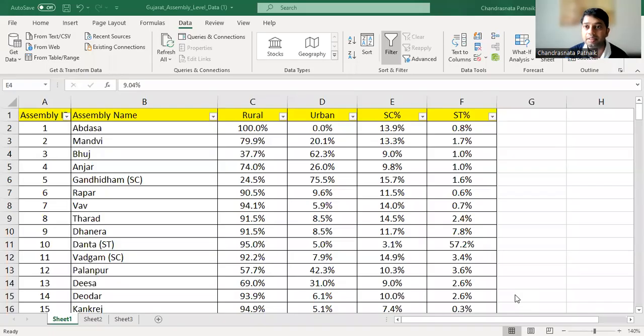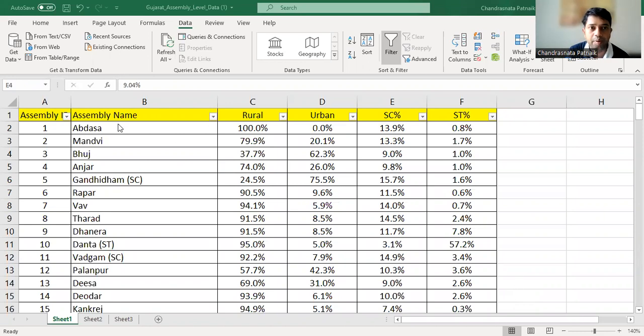Today I'm going to discuss a little bit about the demography of Gujarat assembly constituencies. In Gujarat, the rural and urban divide is very clear in terms of voting pattern. So first, let's try to find out how many urban seats there are in Gujarat. The urban seats in Gujarat always give an advantage to the BJP.